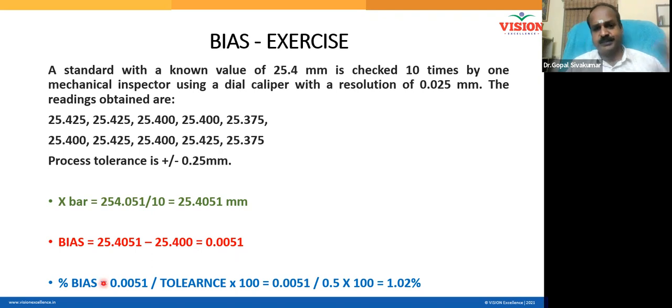And bias can be expressed as a percentage of the tolerance. In this particular gauge situation, tolerance is known. Tolerance is plus or minus 0.25. Tolerance is generally provided. Plus or minus 0.25 means the total range of tolerance is plus 0.25 to minus 0.25. It is 0.5. The range of reading is 0.5. Considering the range, the bias is 0.0051. So bias is 1.02% of the tolerance. Bias is expressed as a percentage of the tolerance of your measuring gauge or whatever tolerance. Understood, all of you?